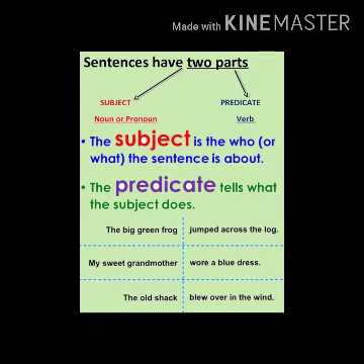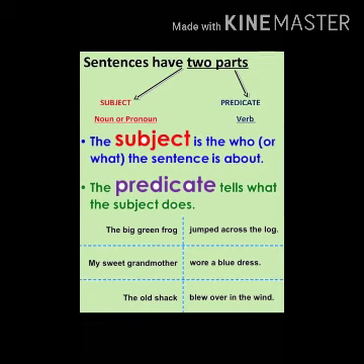After subject, let's see what the predicate is. In a sentence, whatever is said about the subject, that is called predicate. In other words, we can say what the subject does, that is predicate. For example, the big green frog jumped across the log. Now tell, in this example, what did the big green frog do? The answer is jumped across the log, and that is the predicate.